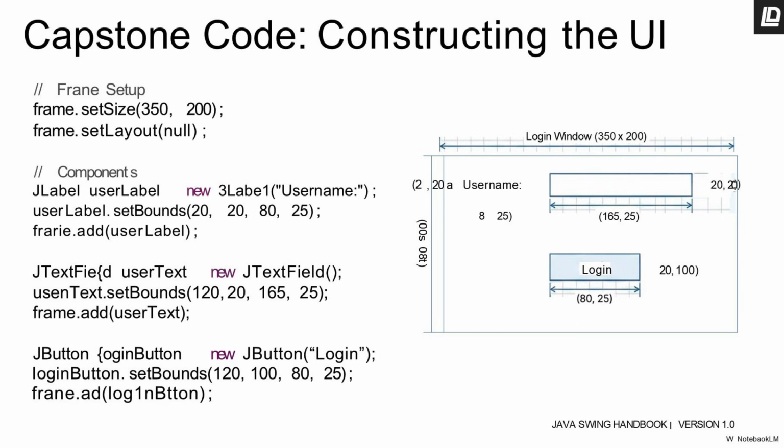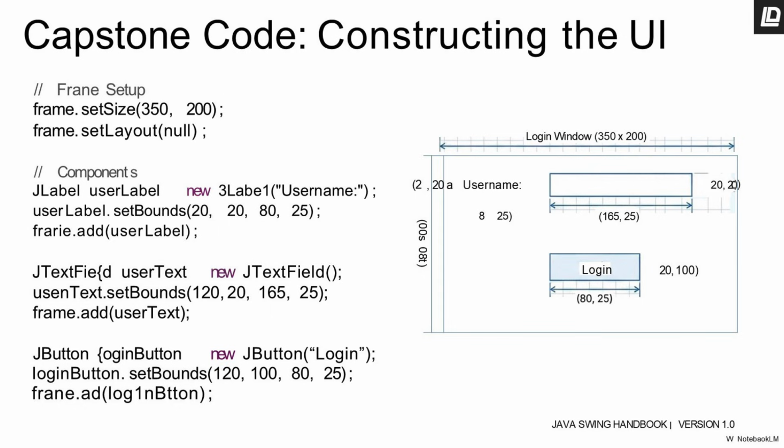Next, we add components. Components are the building blocks of your UI, things like labels, buttons, text fields, checkboxes, and panels. Each component has a purpose. Labels display information, buttons trigger actions, and text fields take user input.